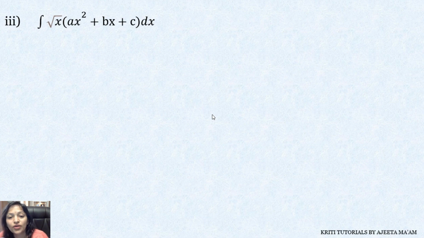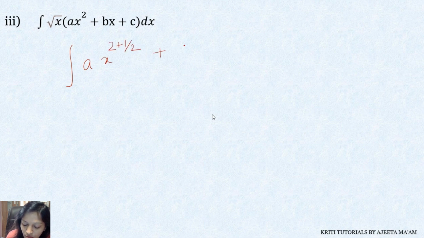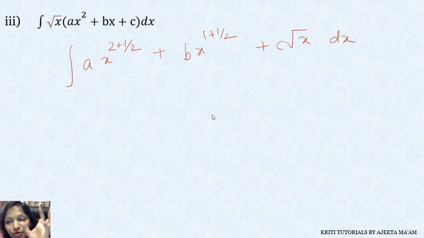Now root x into ax square plus bx plus c. For this, there is no quotient rule or product rule in integration till now, right? So what we will do, we will simply open the bracket and then we will use the power rule. Only one formula, okay? Now if I multiply it, what will I get? x raised to 2 plus half, x raised to 1 plus half, and c root x dx, right? So we are simply multiplying and getting it done.